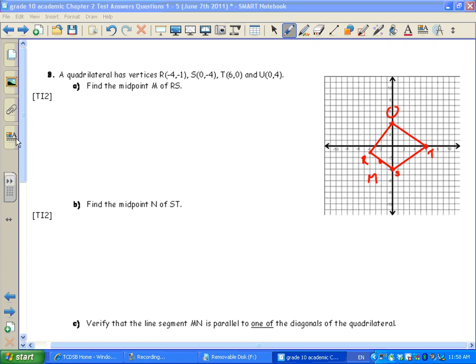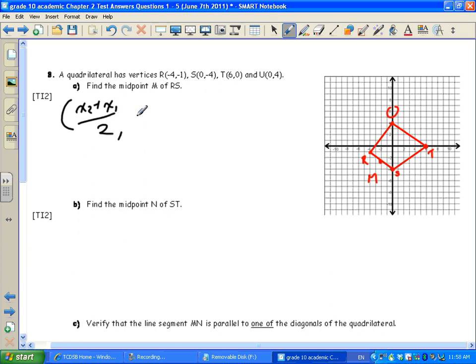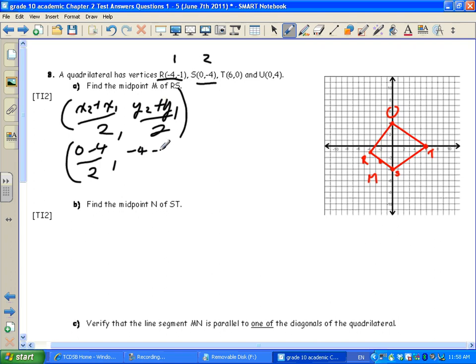So midpoint formula, x2 plus x1 divided by 2, y2 plus y1 divided by 2. We're talking about point R and point S. We'll call this 1, this one 2. So x2 is 0, x1 is -4, y2 is -4, y1 is -1. We get -4 over 2, -5 over 2.